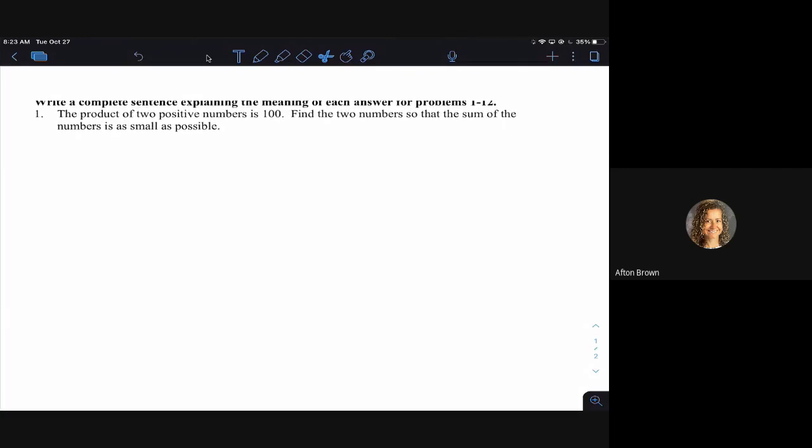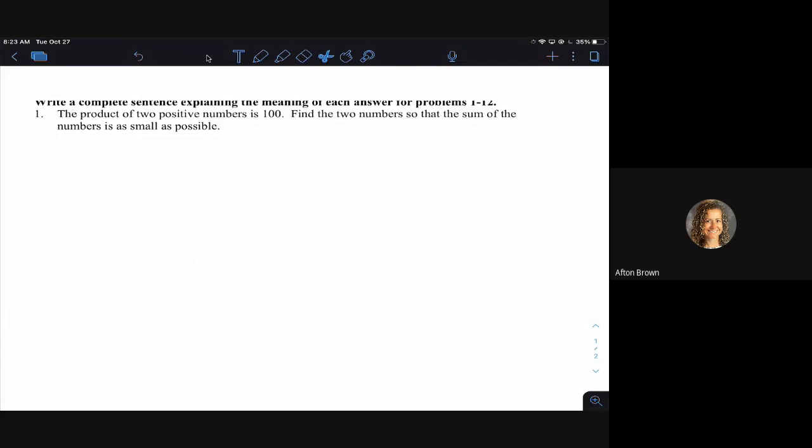Okay, so you always come up with two equations. One is your constraint, the requirement that you have to meet, and the other is whatever you're trying to maximize or minimize. So it says the product of two positive numbers. When they say positive, that means neither one can be 0. So two positive numbers is 100. Find two numbers so that the sum of the numbers is as small as possible.